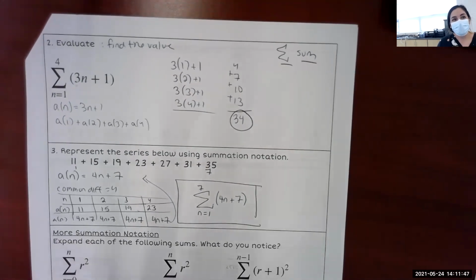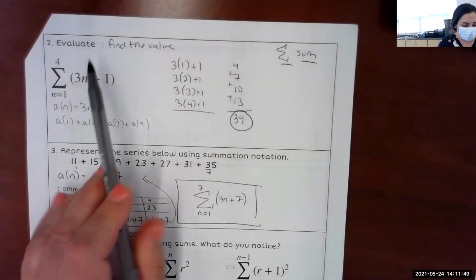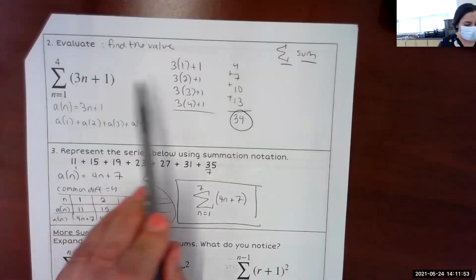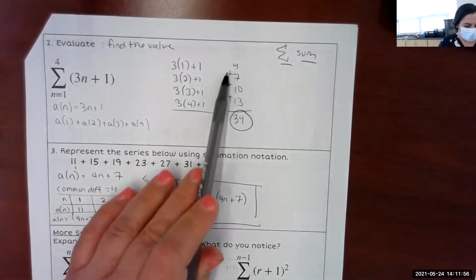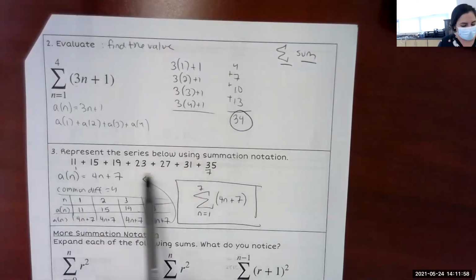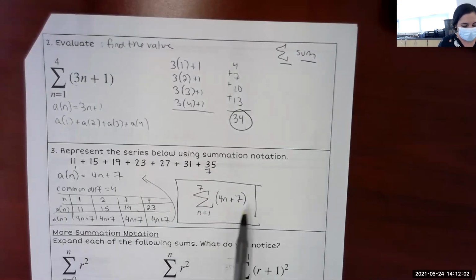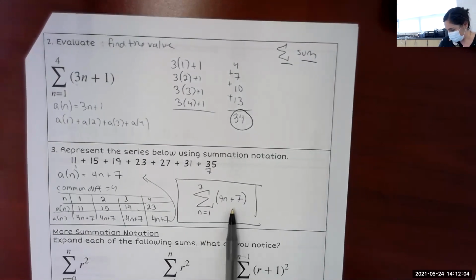So we've done both directions. We've done expanding and finding the value, right? Which is just plugging in each index, each number, and adding up the terms. And then we've also done, if you have all the terms added up, how do you write that sum in that sigma notation? Okay.